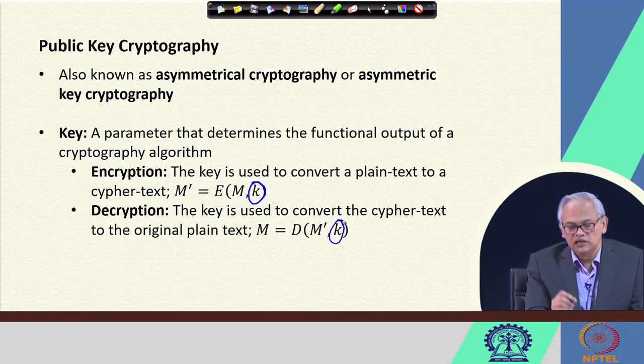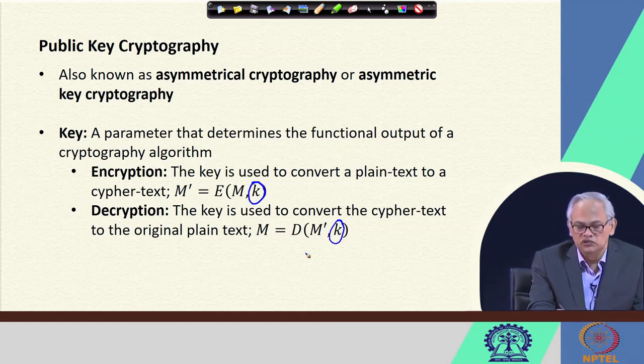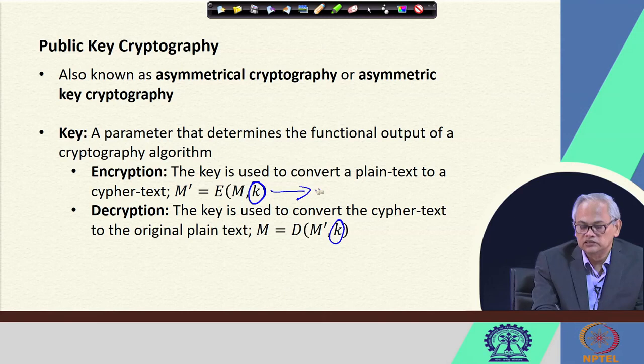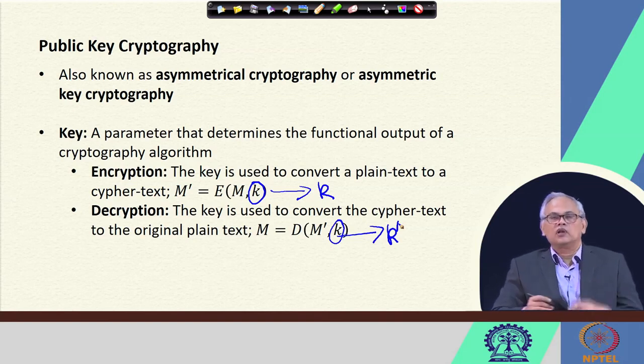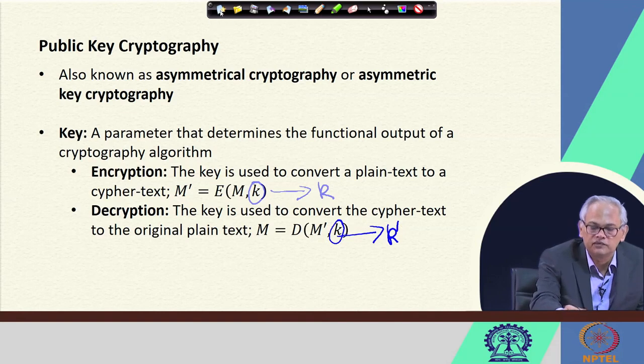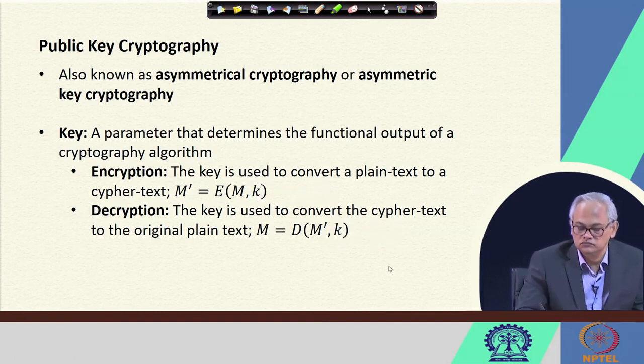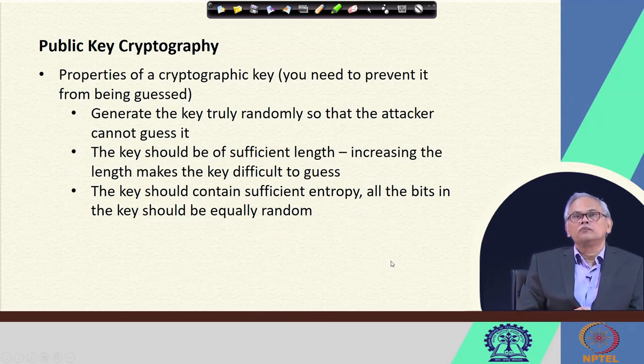But the k for encryption and the k for decryption need not be the same, and indeed for public key cryptography these two are not the same. The decryption key is going to be something else, say k prime, as we discussed in the last couple of slides. That means there is a key for encryption and a key for decryption, but these two keys will be different for public key cryptography, as we will see very quickly.